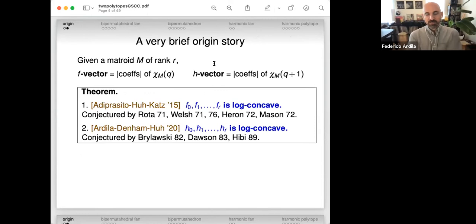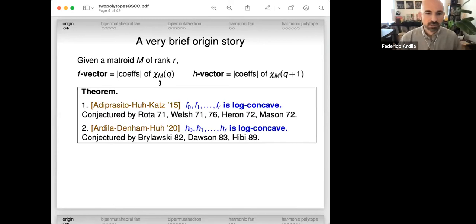Okay, so very briefly, I'll tell you an origin story of all of this. And I should say that if you're interested in a longer version of this story, I have a talk on my website where I tell this part of the story. But just to tell you where this comes from, for only one slide, I'm going to talk about matroids, and I don't really want to define them because that's not the main point of this talk. But the idea of where this comes from is that given a matroid, there are two vectors that we associate with them: the f vector and the h vector. And these are some kind of numerical invariants that tell you a lot of information about the matroid.